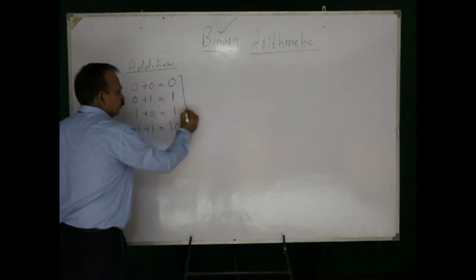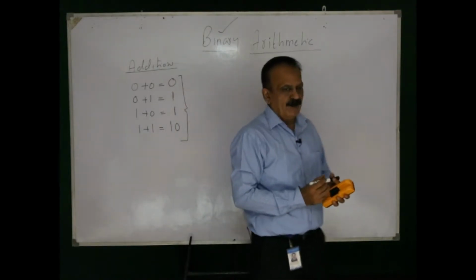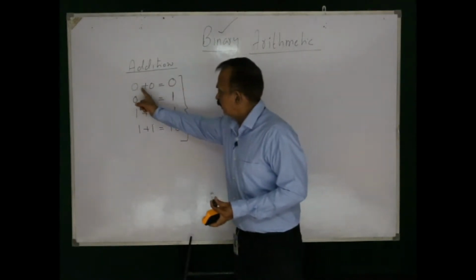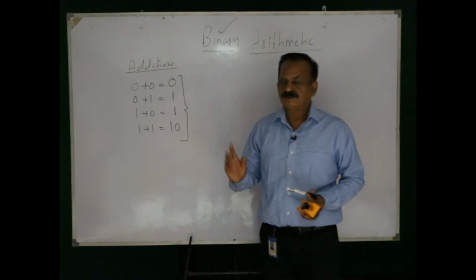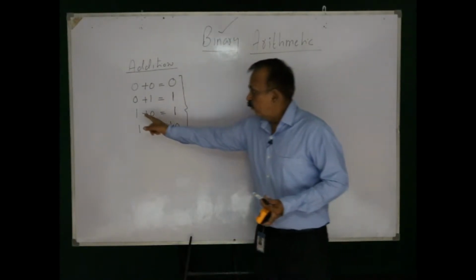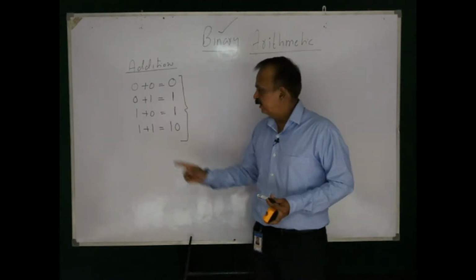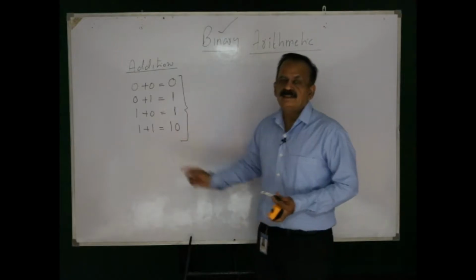These are the basic rules that I will be following in addition of binary numbers. 0 plus 0 is 0. 0 plus 1 is 1. 1 plus 0 is 1. And 1 plus 1 is 1 0.